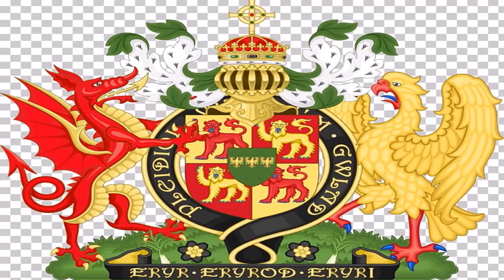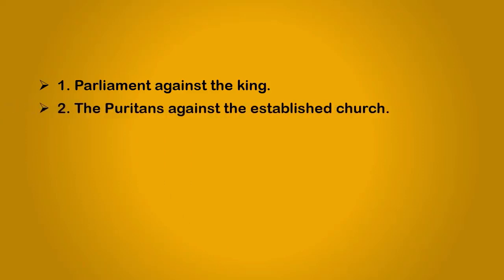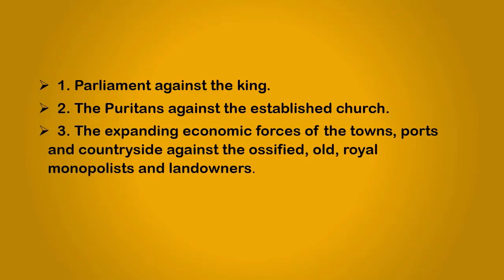So out of that, there were basically three different overlapping struggles involved in England. One, they had Parliament against the king, that is the monarchical system itself. Two, they had Puritans against the established church. And three, the expanding economic forces of the towns, ports and countryside against the ossified old royal monopolists and landowners.